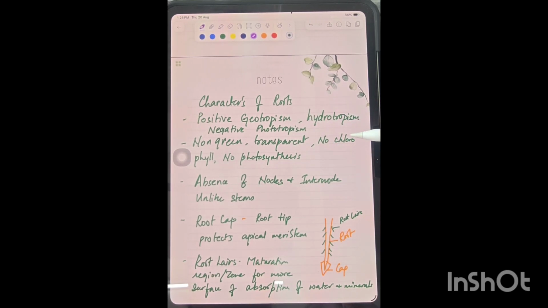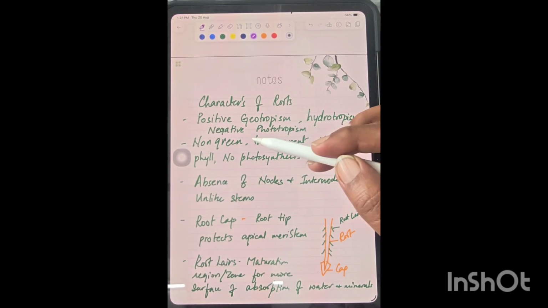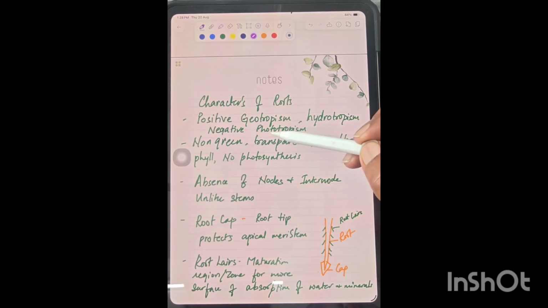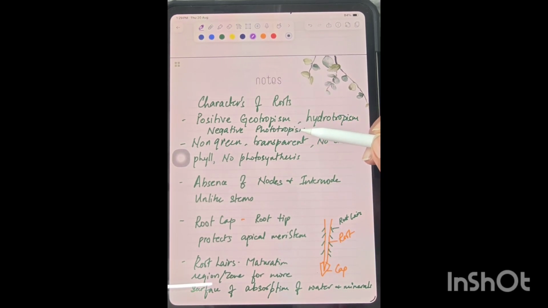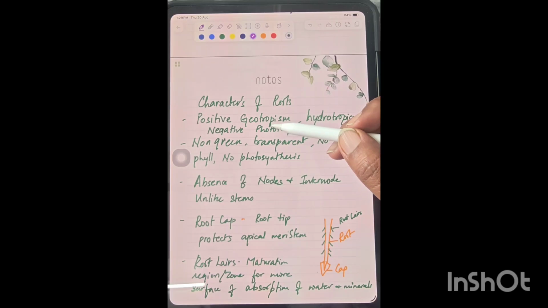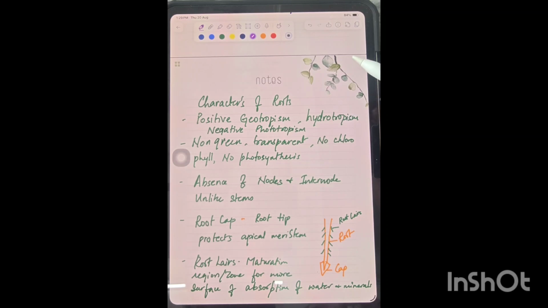Next is hydrotropic or hydrotropism, which is nothing but that it is attracted to water. And the third one is negative phototropism, which means it will move away from the light. So these are the three important characters of the root: it shows positive geotropism, positive hydrotropism and negative phototropism.